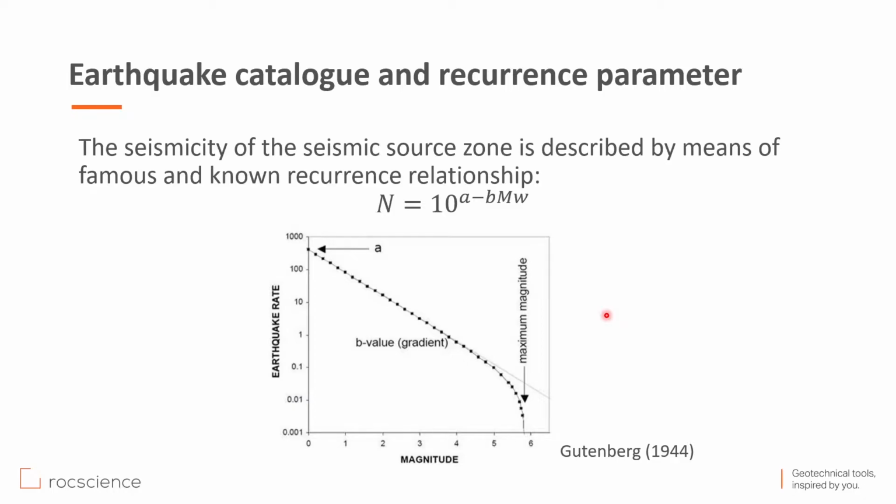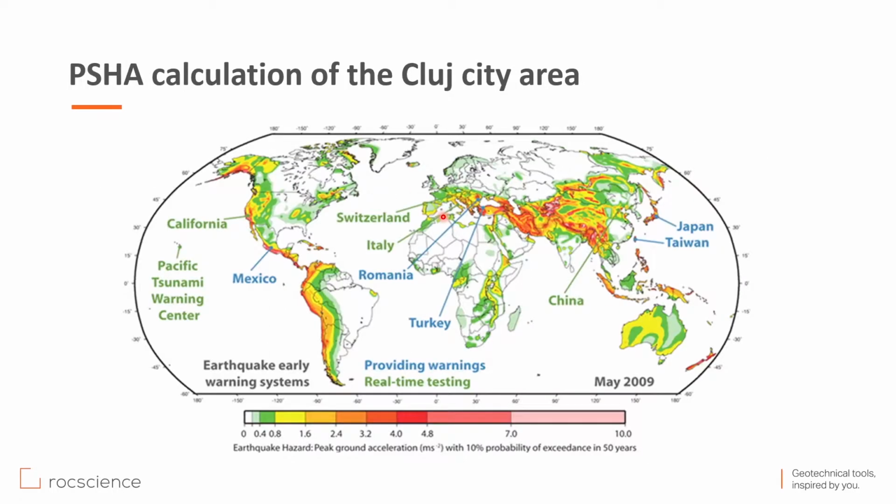Particularly, this technique is applied in earthquake prediction models and seismic hazard assessment. And maybe an important equation is here. This is the Gutenberg and Richter equation. Here you can see a worldwide earthquake hazard map. Here is Romania.